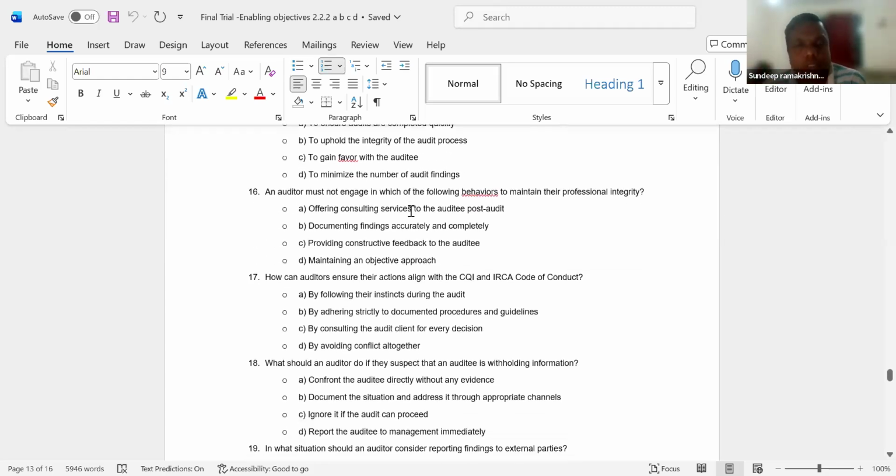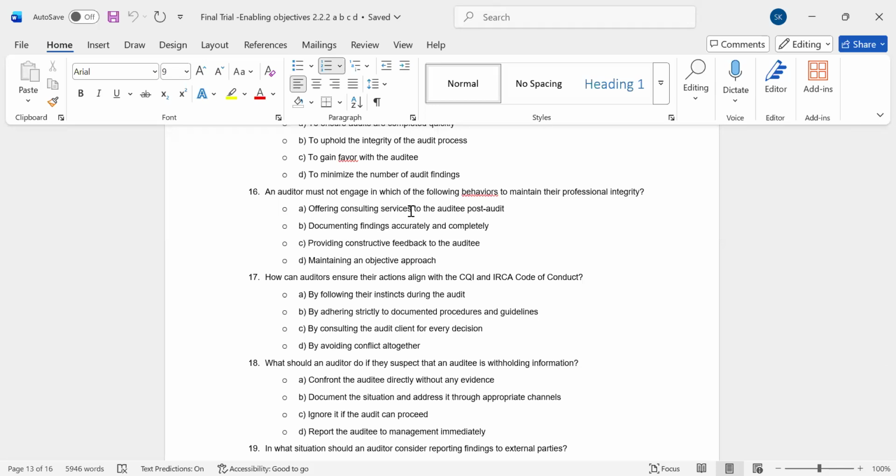Right. 16th question. An auditor must not engage in which of the following behaviors to maintain their professional integrity? A. Offering consulting service to the auditee post audit. B. Documenting findings accurately and completely. C. Providing constructive feedback to the auditee. D. Maintaining an objective approach.